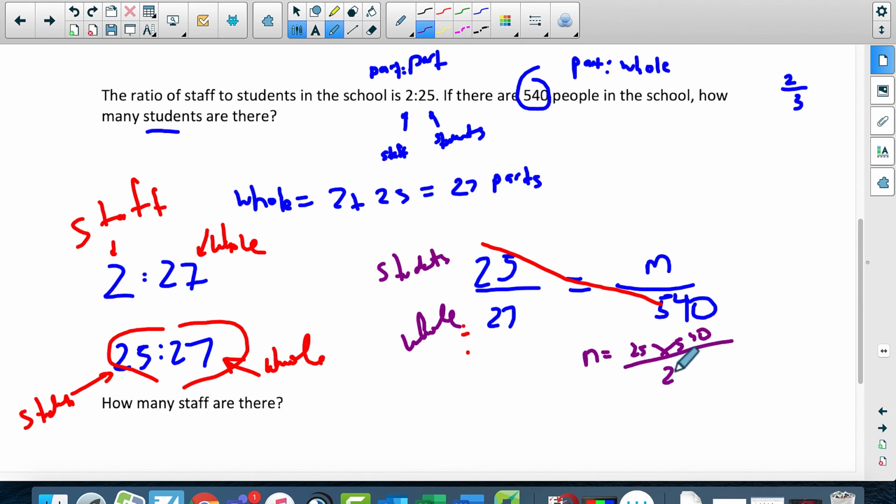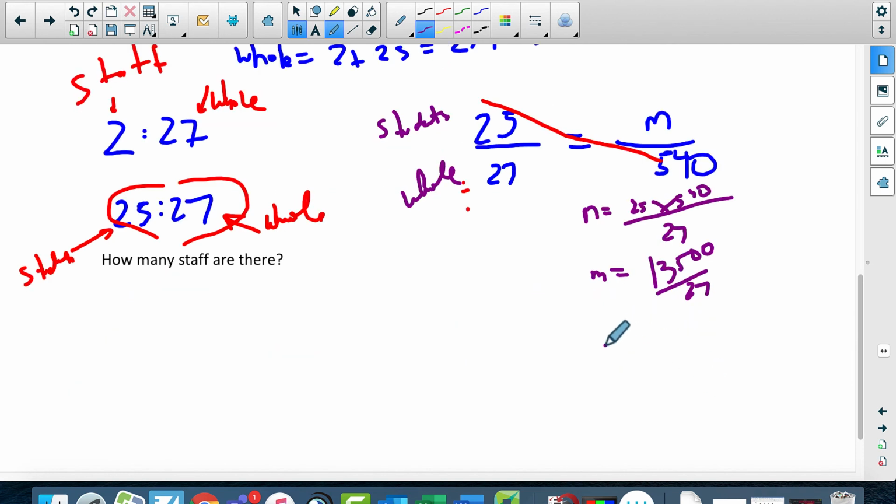I hope you can hear what I'm saying because you certainly can't read any of this. 25 times 540 is 13,500, and then you're going to divide that by 27, and you get 500. Oh, isn't that a nice number? There's 500 students. That's not 560, it's 500. I can't correct it. 500 students in the school.